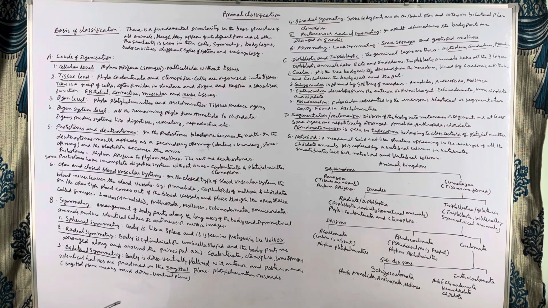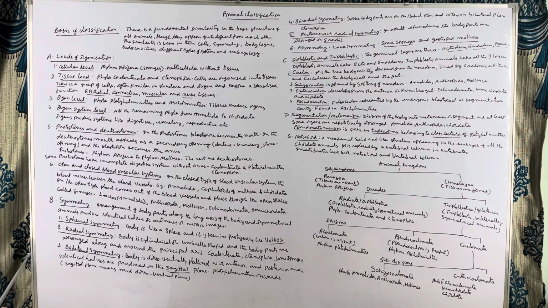Spherical symmetry is seen in spherical animals or animals that look like a ball, like Volvox belonging to phylum Protozoa. So in the case of spherical symmetry, they have many axes and many radii, and the animal can be divided into two equal halves along any radius or along any plane.